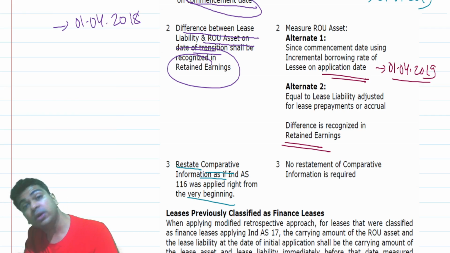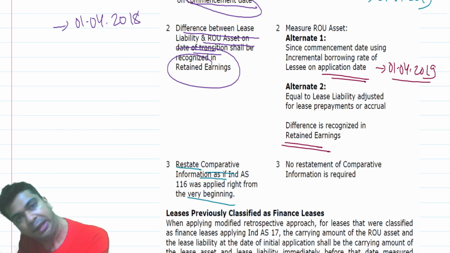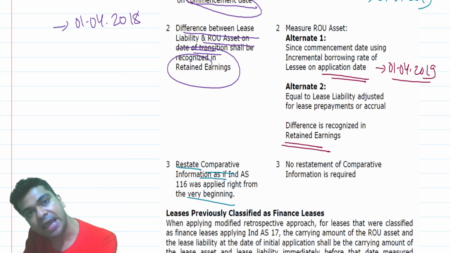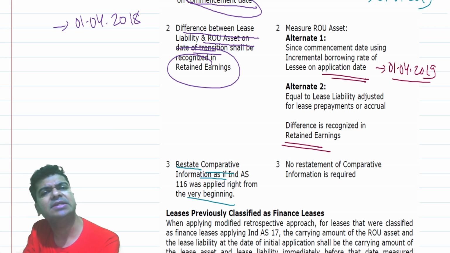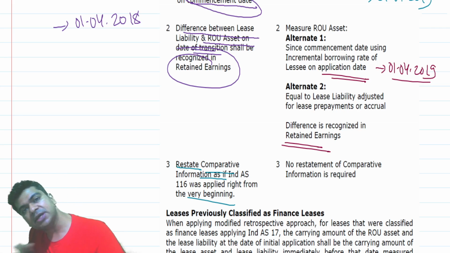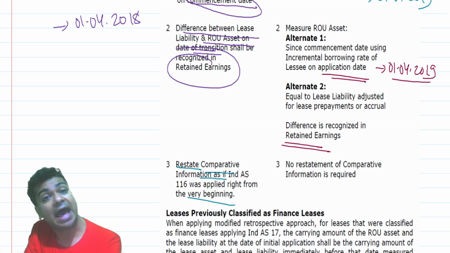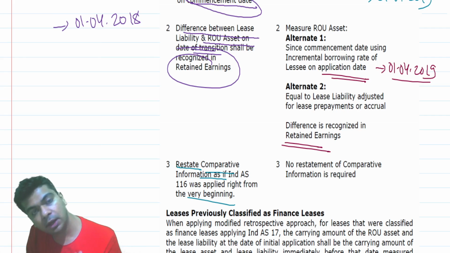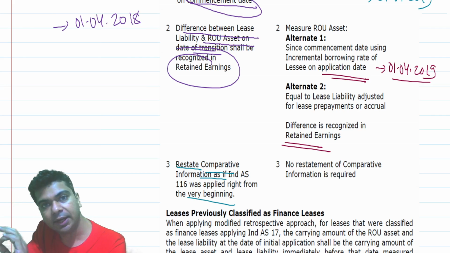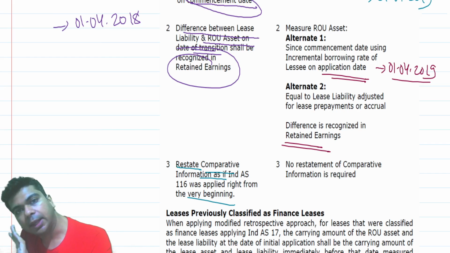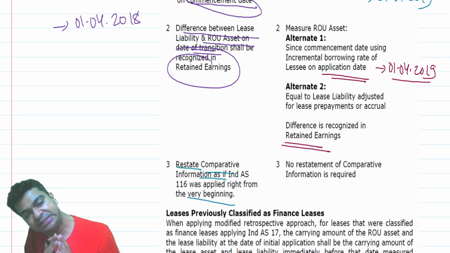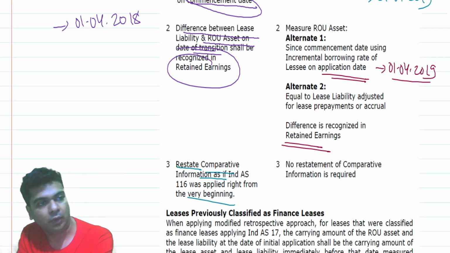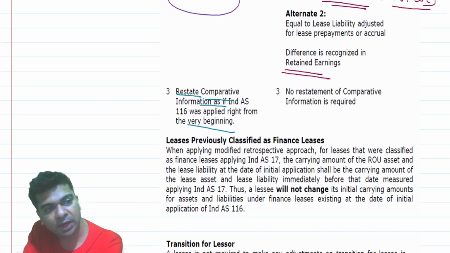Second alternative, no need to do any commencement date accounting this time. We should make it equal to the lease liability. Whatever was the lease liability that you recorded, exactly the same will be the ROU asset, unless and until there are some other elements. If some other elements are there, you should be adjusting for it. Otherwise, ROU asset will be equal to the lease liability. In absence of any other element, ROU asset, lease liability, both will be equal. And if both are equal, nothing is to be adjusted in the retained earnings. Getting it? So these are the two approaches that we are having when it comes to recognition of the lease liability, lease asset.